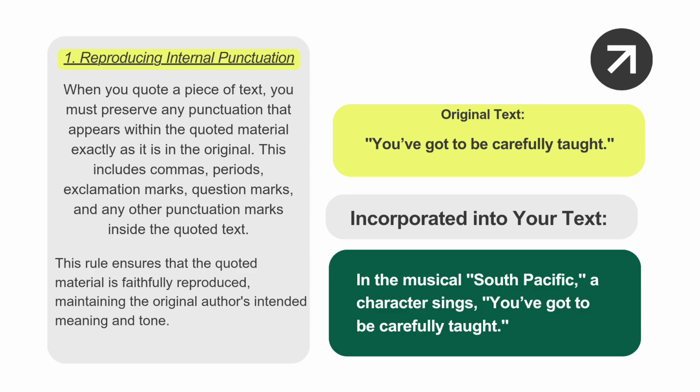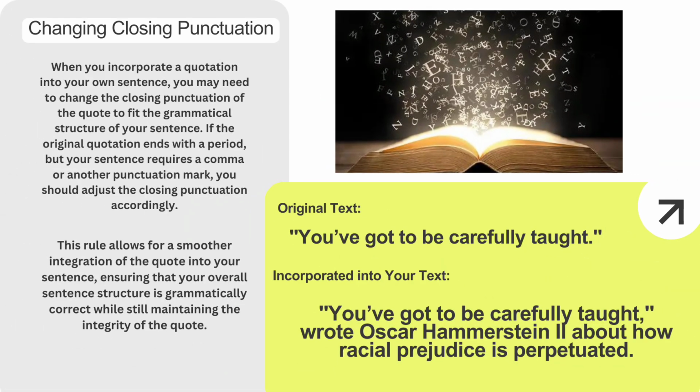So here we come to the end of the section with the last topic, changing closing punctuation. Let's see what it means. When integrating a quote into your sentence, you need to adjust the punctuation at the end of the quote to fit the overall sentence structure. For example, imagine that your original quote ends with a period, but your sentence needs a comma or other punctuation. You should make the adjustment. Why is it important? Because this helps your sentence flow smoothly and remain grammatically correct, and it also keeps the quote's meaning intact. This is the important point.